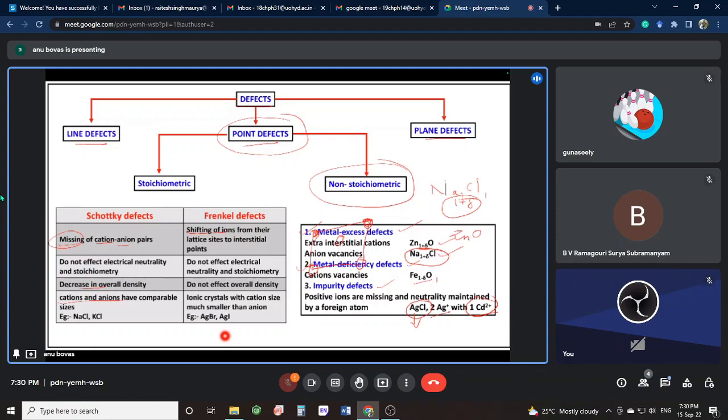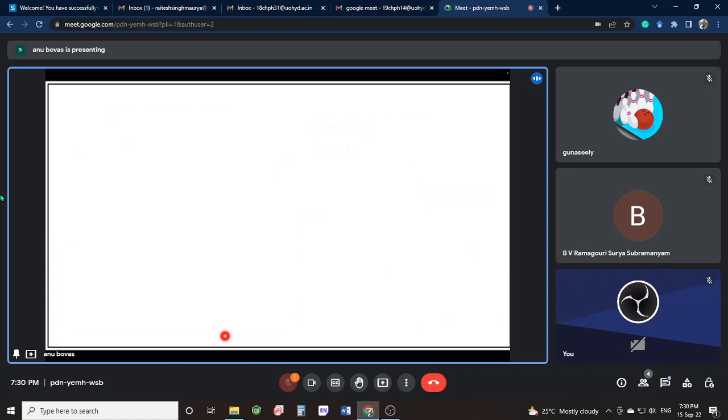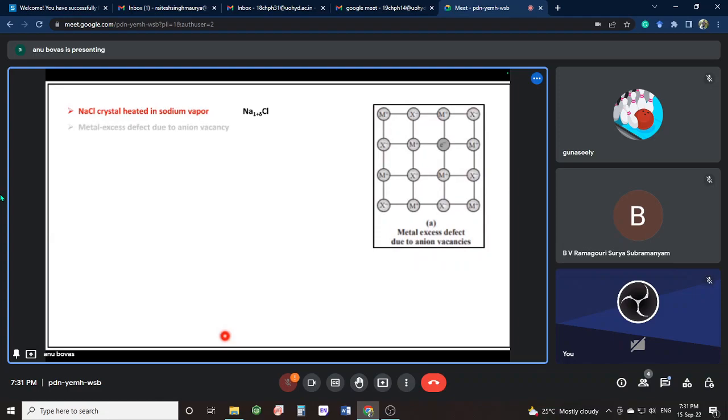Okay, now we know about defects, how defects can be caused, and what the different types of defects are. Now moving on to the main question that has been asked, that is about NaCl. In the question, it is told that NaCl has been heated in the presence of sodium vapor. So we saw earlier, this is a metal excess defect due to anion vacancy. Metal excess defect will give a formula of Na1+δCl. Okay, so how is this happening?